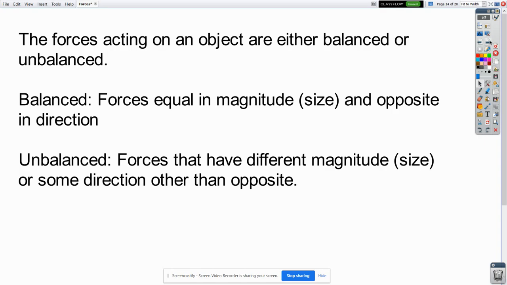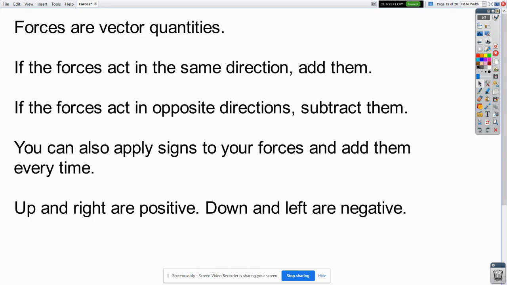Unbalanced forces either have different magnitudes, different sizes, different numbers, or there's some direction other than opposite. They may be in the same direction, they may be perpendicular, but there's something other than opposite going on there. Those would be unbalanced forces. And again, they don't cancel out.